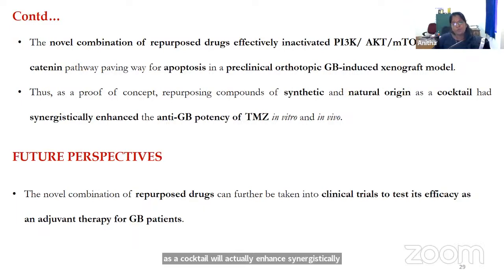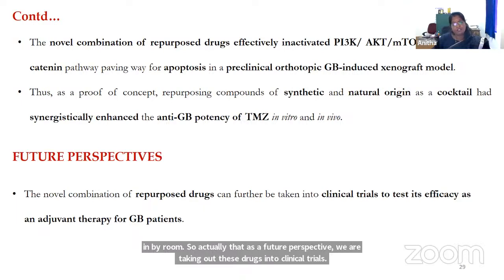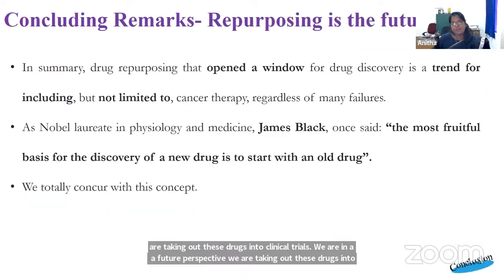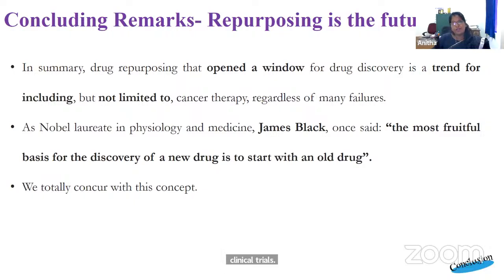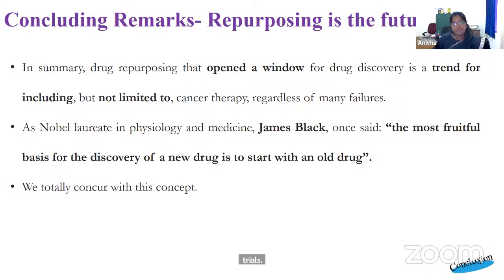As a future perspective, we are taking these drugs into clinical trials. We are in connection with the doctors for the clinical trial and trying to get the approval for it. And in summary, repurposing drugs is going to be the future. Drug repurposing has opened a window for drug discovery and is a trend, including but not limited to cancer therapy, regardless of many failures happening so far.